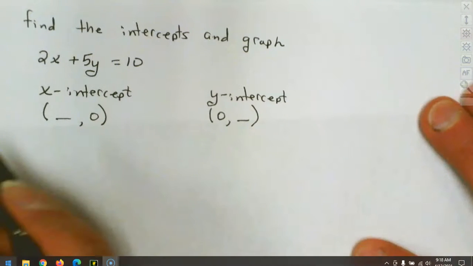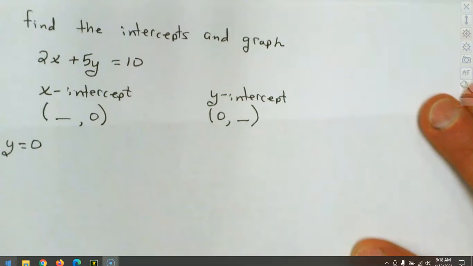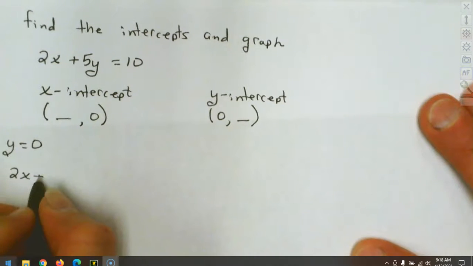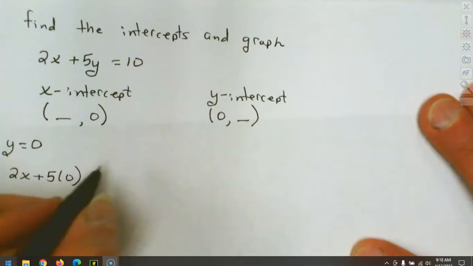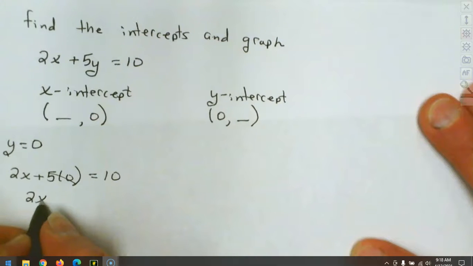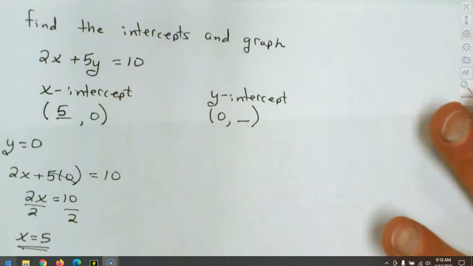So for our x-intercept, we're going to plug in y equals 0. And if I plug in y equals 0, then I get 2x plus 5 times 0 equals 10. That's gone. So 2x equals 10. Divide by your 2. And now we've got x equals 5. So there's one piece.